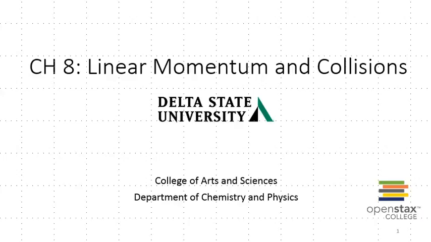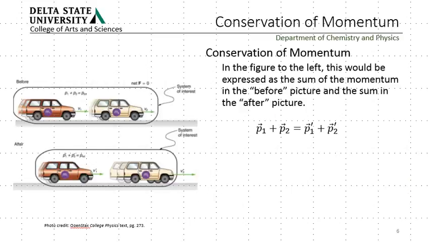Welcome to part 2 of chapter 8. In this segment, we're going to start looking a little bit closer at collisions. And you have to remember, in a collision, momentum is conserved. Momentum is just mass times velocity.